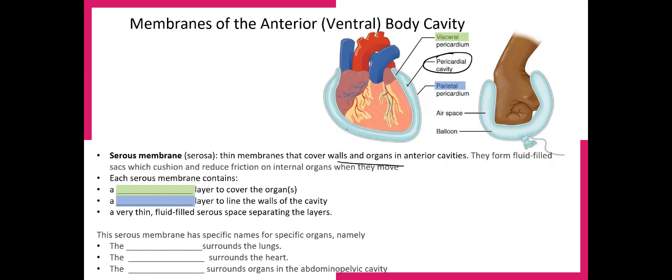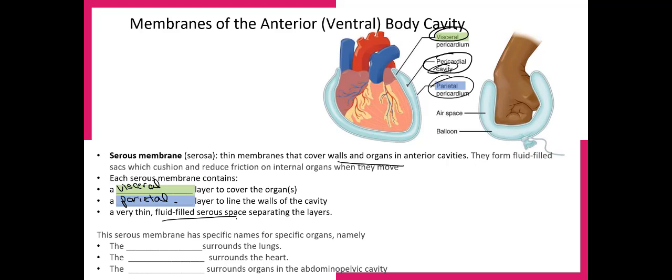So what happens is, as I said, the serous membrane has two layers. The first one is the visceral layer that you can see over here that covers the organ. So the visceral layer that covers the heart is called the visceral pericardium. And then you've got the other layer, the outside layer, which is called the parietal layer, and that lines the walls of the cavity. So in the heart, it's called the parietal pericardium. And in the middle, you've got the cavity that contains fluid.